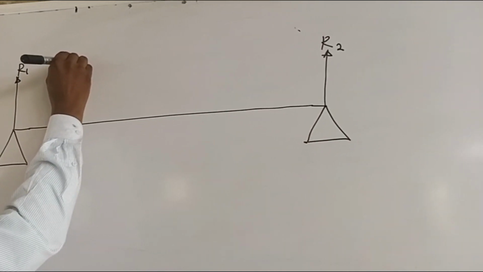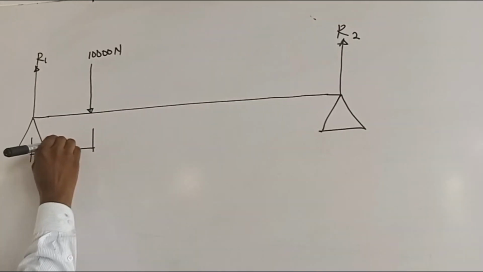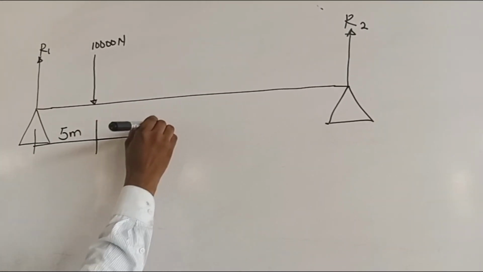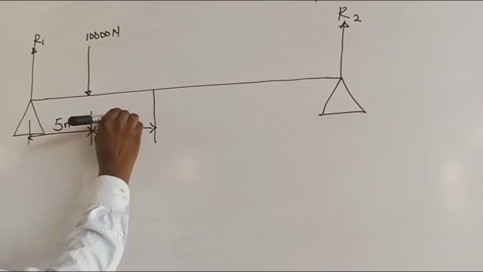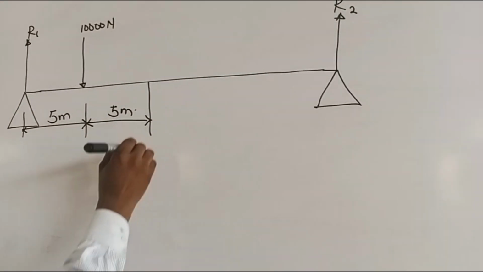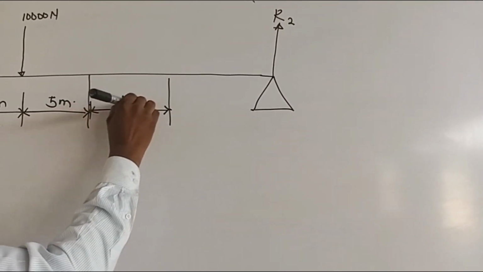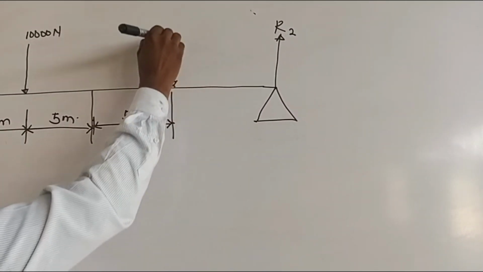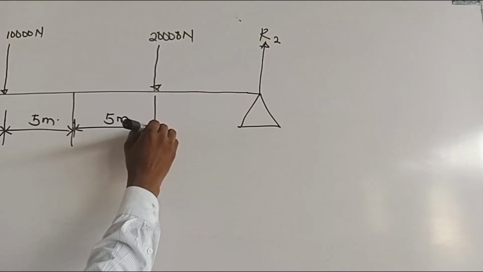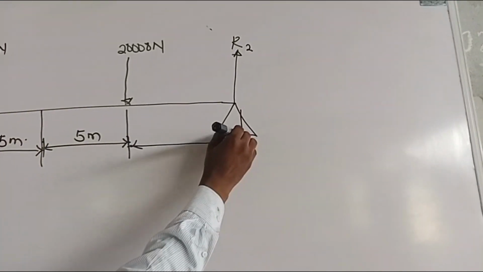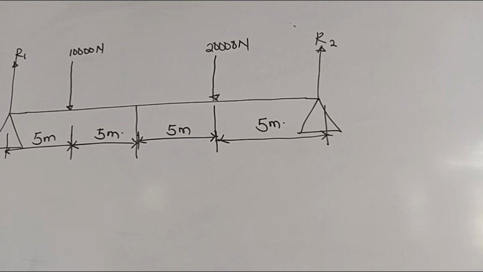Here is now 10,000 Newton. That means the distance from here to here is 5 meters. The distance from here to here the load was distributed is 5 meters. So we also have the distance from here to here as 5 meters. Then we have a load of 20,000 Newton, while the last distance from here to here is also 5 meters. So this is now the free body diagram.